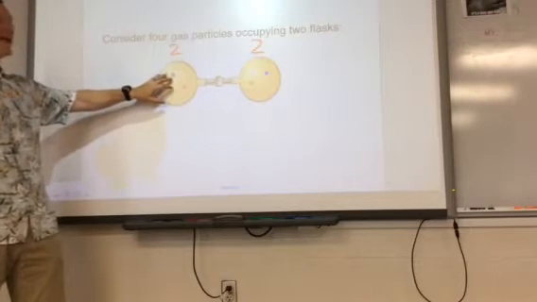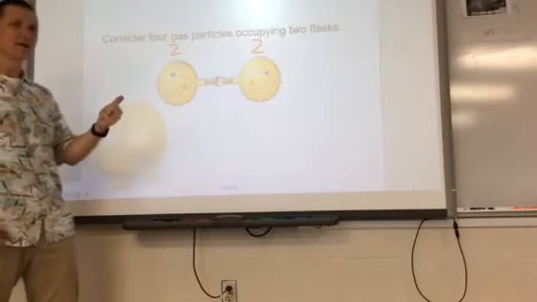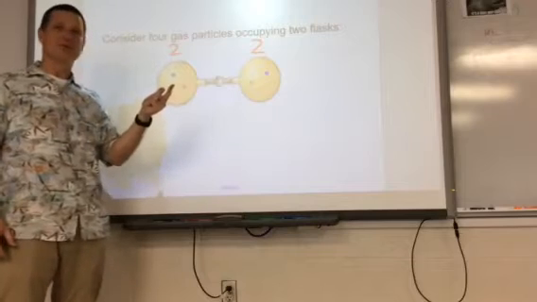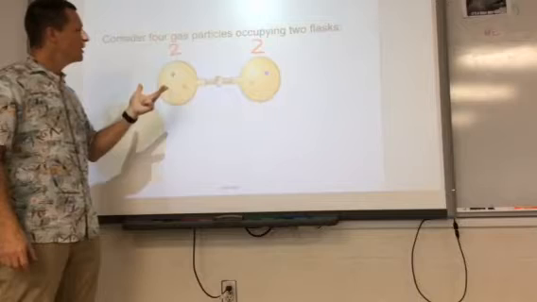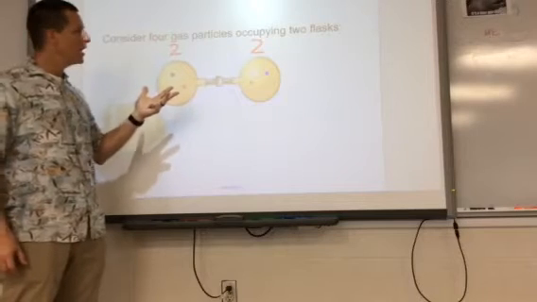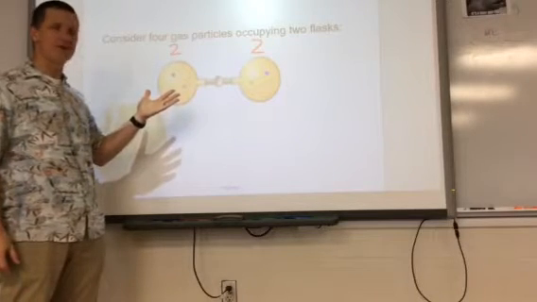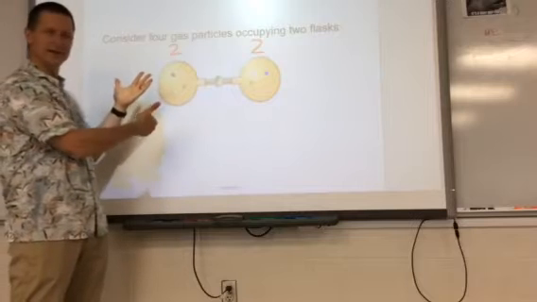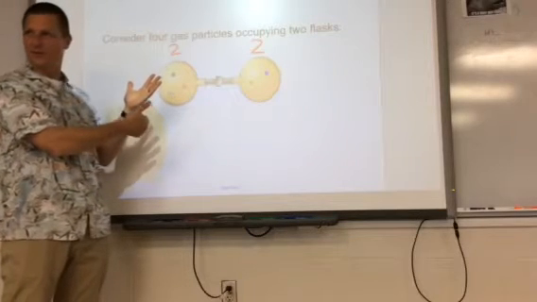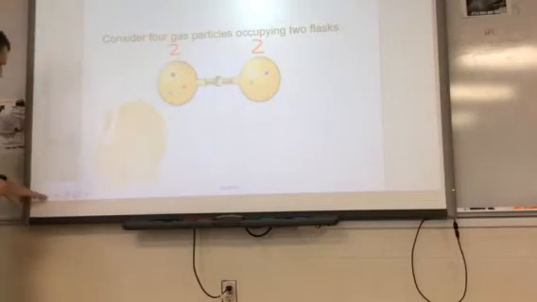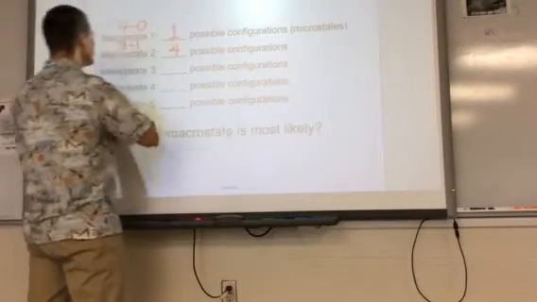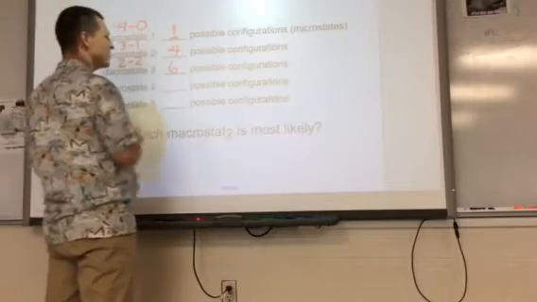Okay, we could have on the left black and red, that's 1. Black and blue, that's 2. On the left black and green, that's 3. On the left red and blue, that's 4. On the left red and green, that's 5. And on the left blue and green, that's 6. I think we've hit them all. So 6 possible microstates or configurations. So when we have 2 and 2, there are 6 possible arrangements.